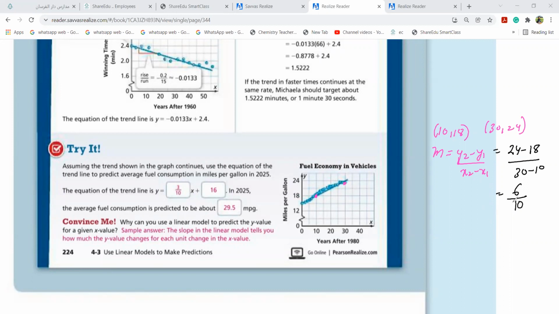No, 6 over 20, girls. So when I divide this, 2 times 3 and 2 times 10, my slope is 3 over 10. So what is the equation of the line? y equals mx plus b. What is m? 3 over 10. x is x, and b, according to this, is 16.